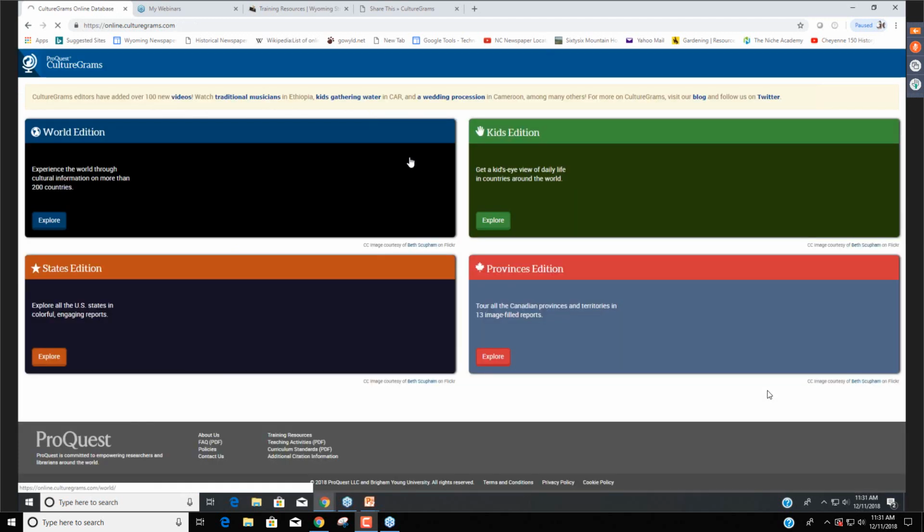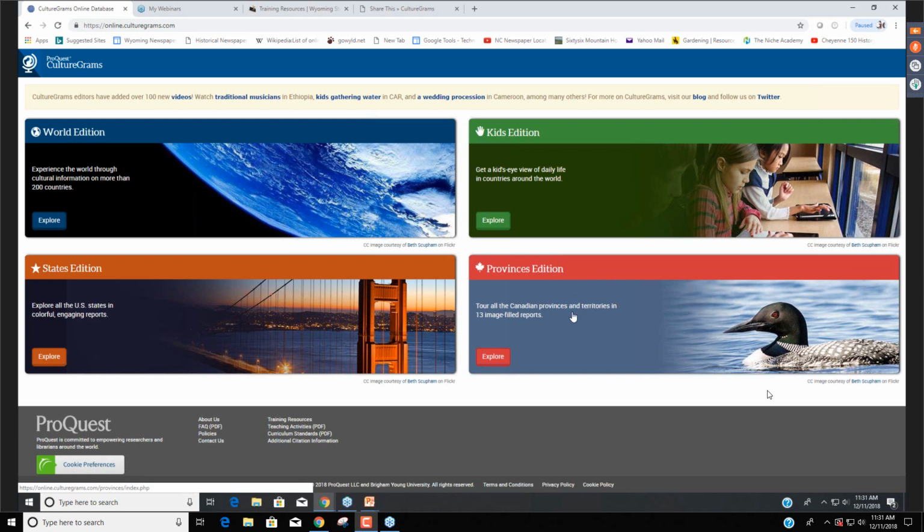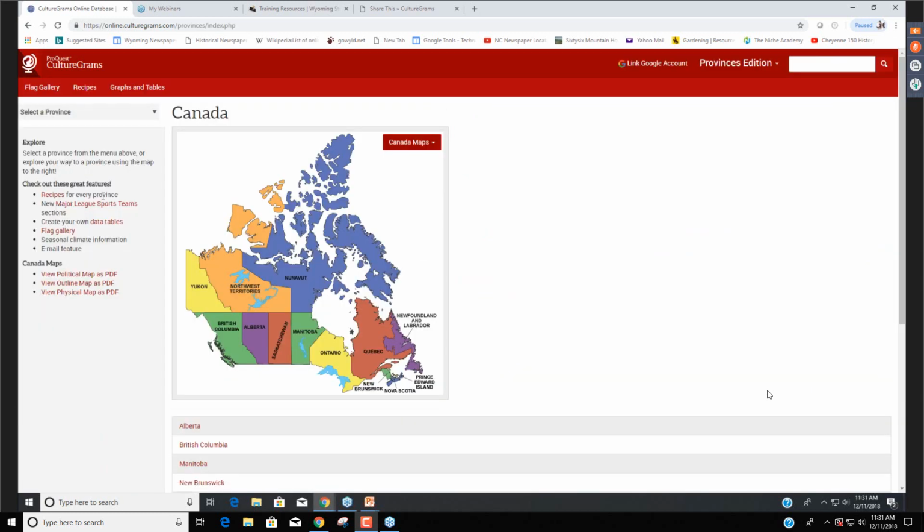Next, let's take a look at provinces. So these are the Canadian provinces. On the left, you'll see that they've included recipes, major league sports teams. Again, we can do those data tables, get a flag gallery. We can also print out a political map, outline map, or physical map of Canada. I'm going to select Newfoundland and Labrador.